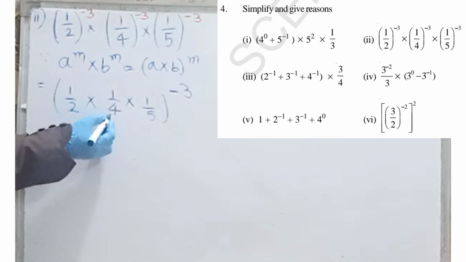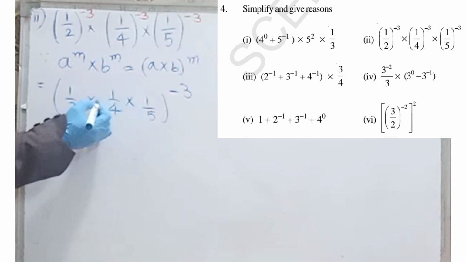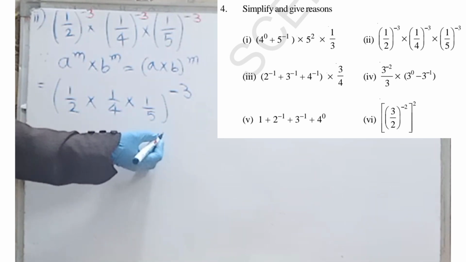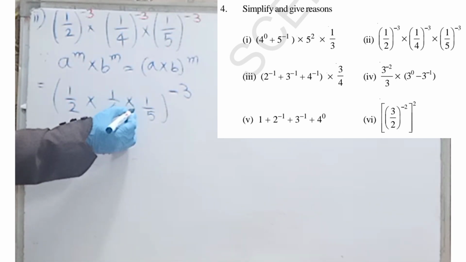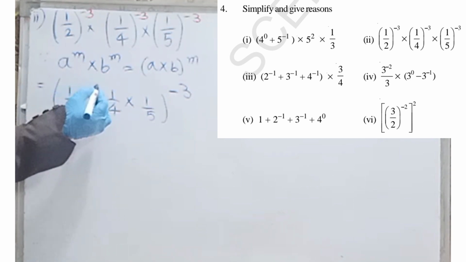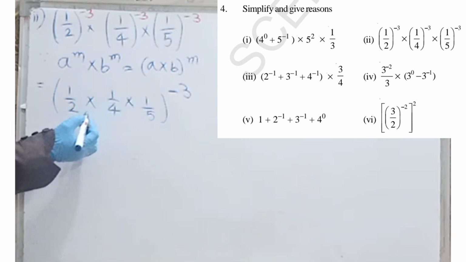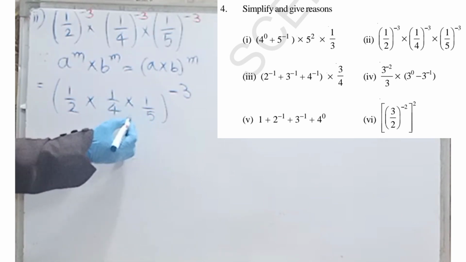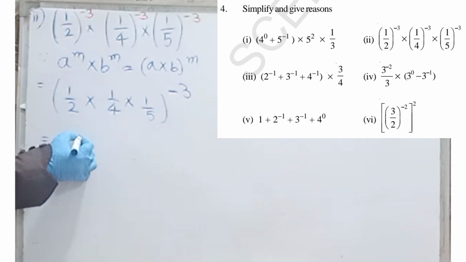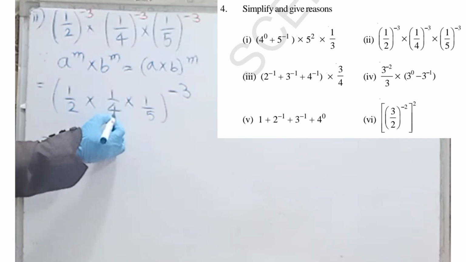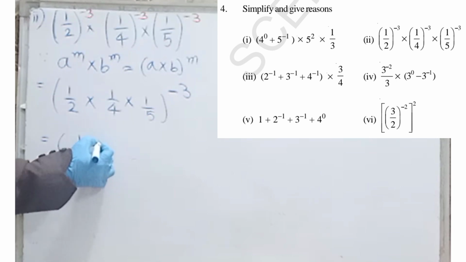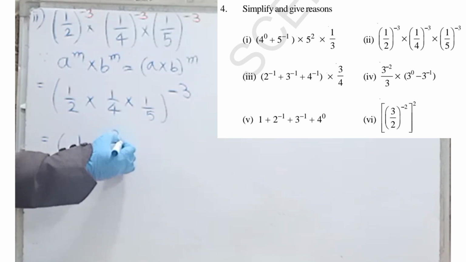Now what we have to do here, we have to multiply. If there were a plus here, then we would have to take the LCM. But since it is multiplication, for multiplication of fractions we will multiply numerators with numerators and denominators with denominators. So 1 ones are 1, 1 ones are 1, by 2 fours are 8, 8 fives are 40. It is power minus 3.